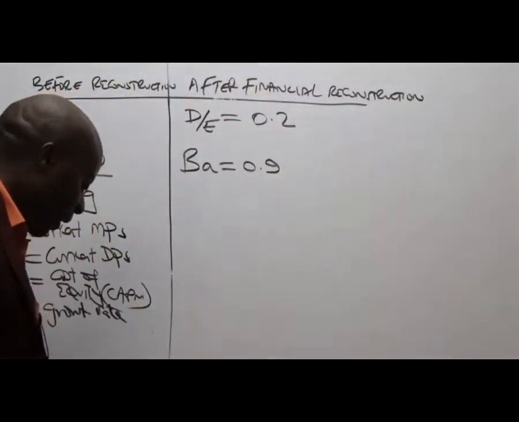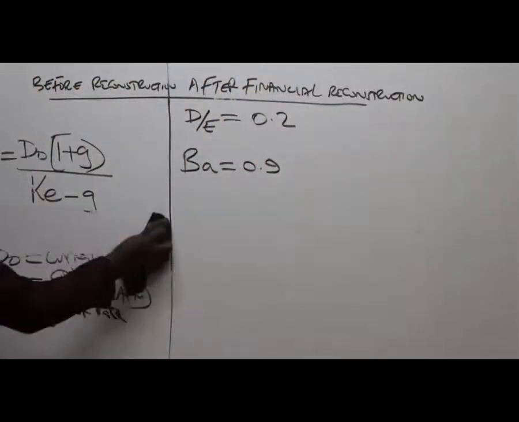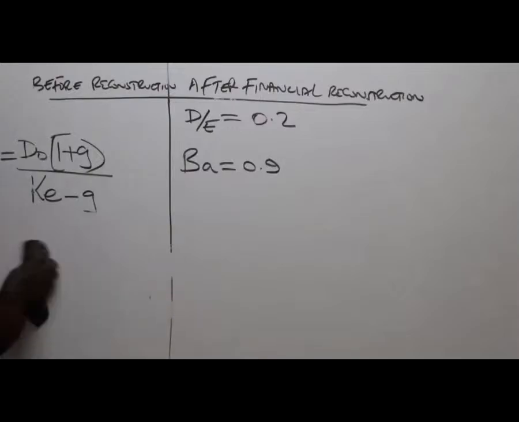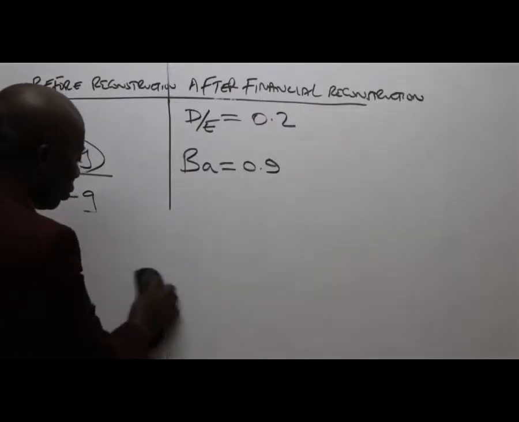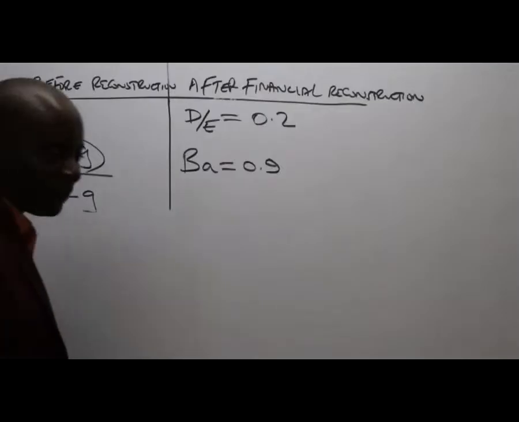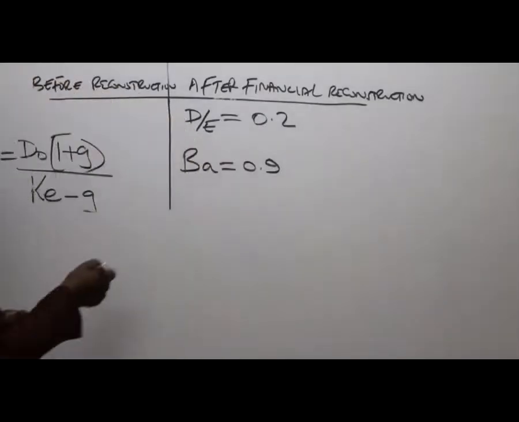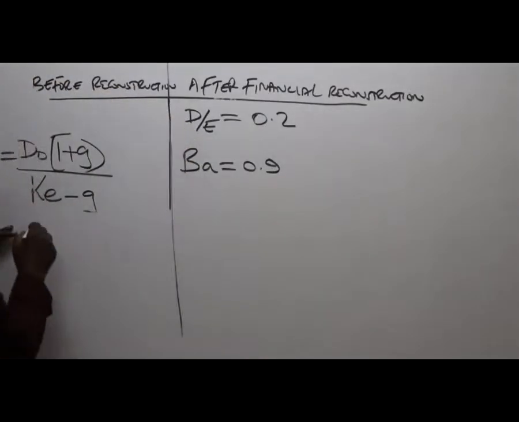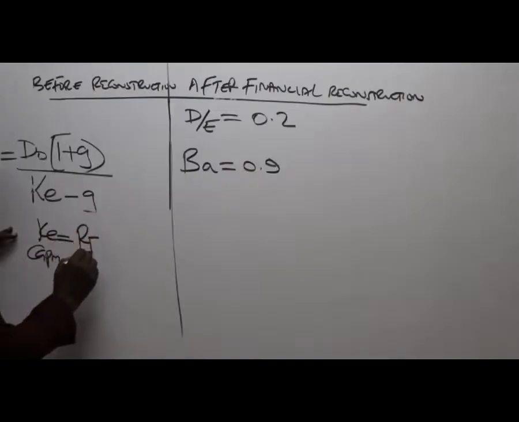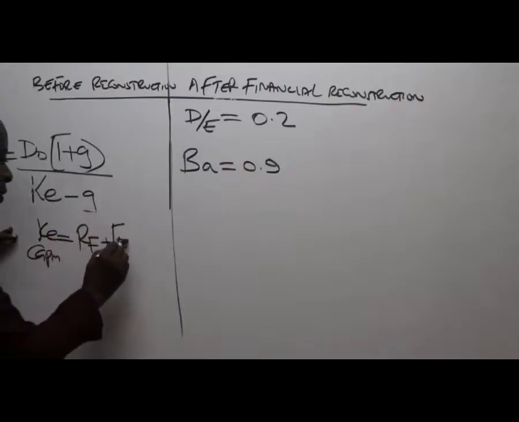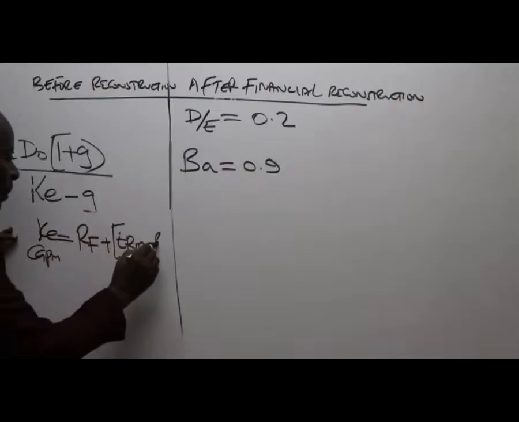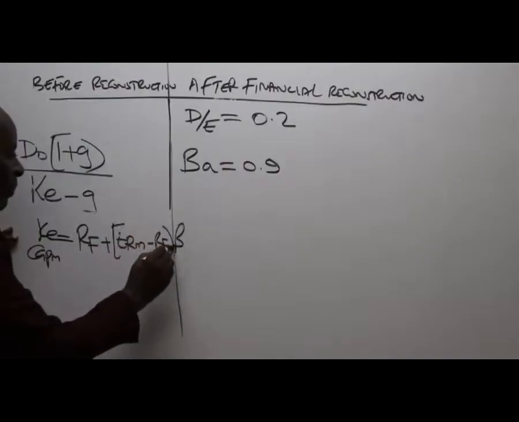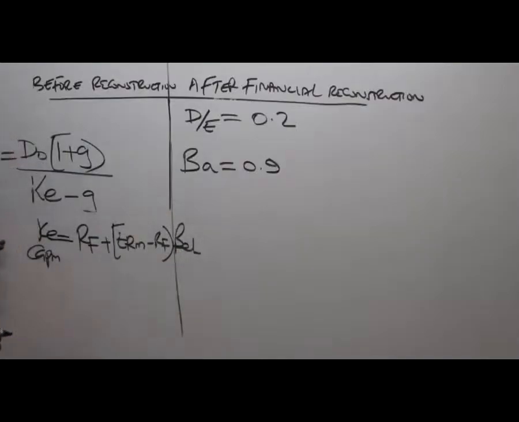So, ladies and gentlemen, I would want you to do me a favor. Could you kindly run with this ball and calculate for me the cost of equity before reconstruction? And remember, we are using CAPM. How do we use CAPM? We know the formula: risk-free rate plus the market return minus risk-free rate, multiplied by the beta equity of our firm, which is levered.